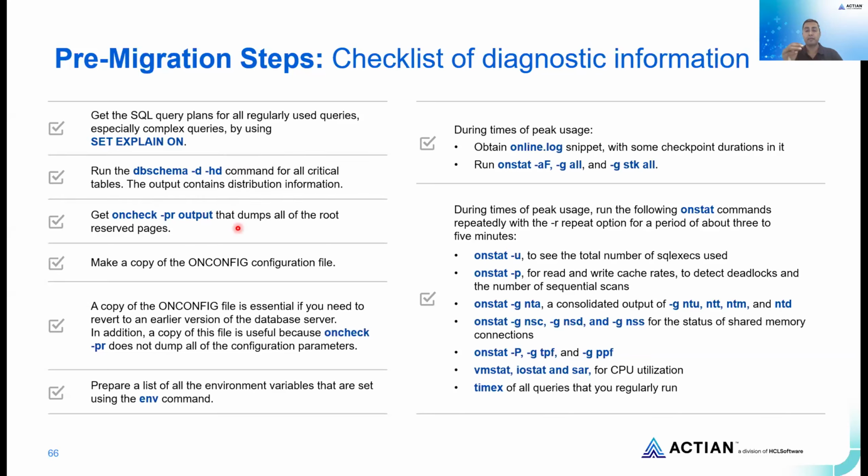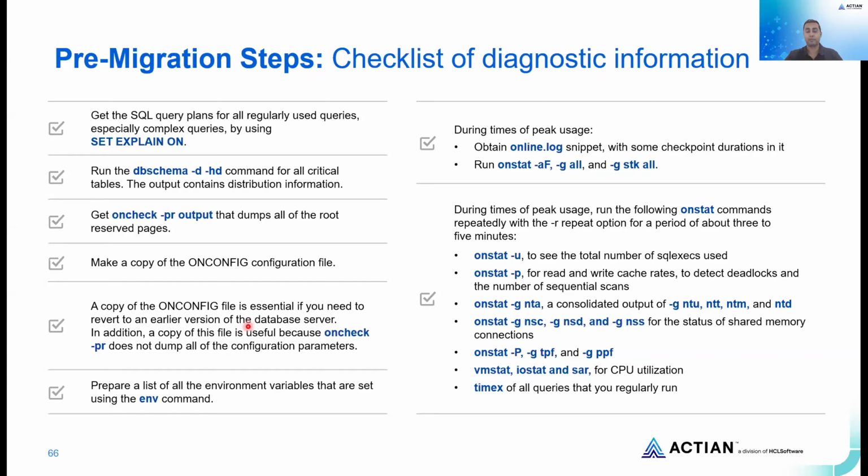Then run the dbschema command for critical tables to capture distribution statistics. Also execute the oncheck -pr command to dump root reserved pages. These outputs preserve structural and metadata details. And make a full copy of the onconfig file. This is essential for rollback scenarios and for validating parameter consistency. Since oncheck -pr does not capture all the configuration parameters, you'll have to take a full copy of the onconfig file. In addition to that, capture all environment variables using the env command to ensure runtime settings are all properly documented.